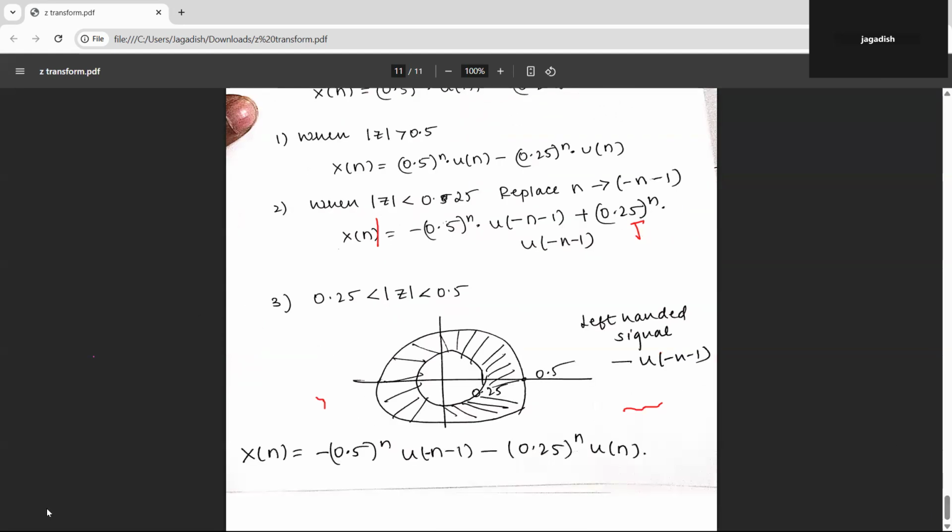I already told you, if it's between those positive values, for outside the circle, it will be there and it will be a left-handed sequence. So it will be ranging from minus n minus 1. This will be the equation for the concentric circle whenever the ROC will range over this kind of values.